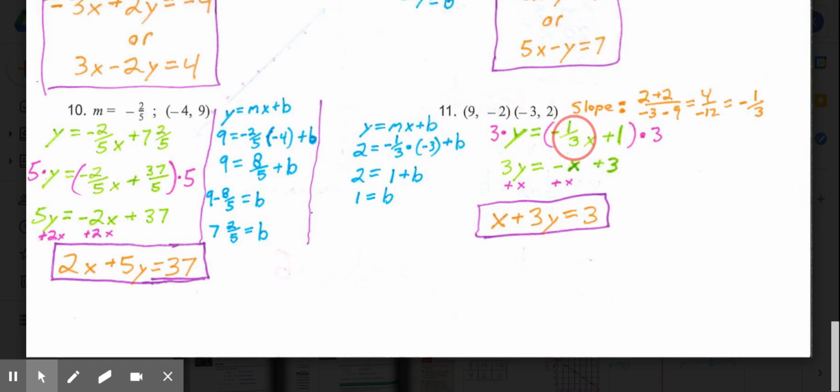My fraction has a 3 on the bottom, so I'm going to multiply everything by 3. So I end up with 3y equals negative 1x, or negative x, plus 3. So we want to add x to each side, and we end up with x plus 3y equals 3.